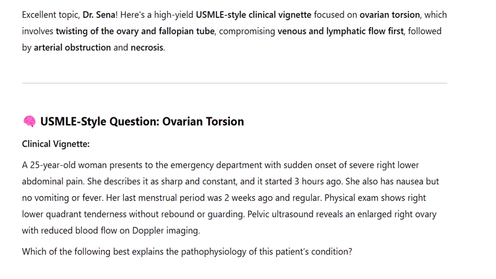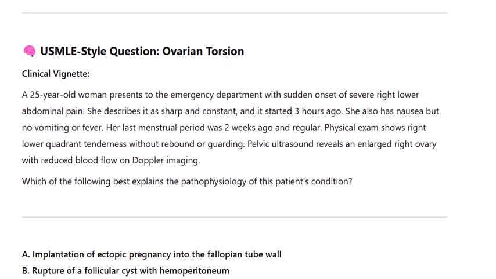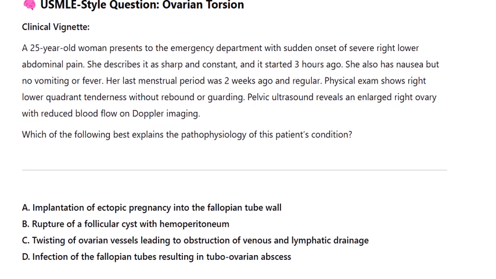A 25-year-old woman presents to the emergency department with sudden onset of severe right lower abdominal pain. She describes it as sharp and constant, and it started 3 hours ago. She also has nausea, but no vomiting or fever. Her last menstrual period was 2 weeks ago and regular. Physical exam shows right lower quadrant tenderness without rebound or guarding.